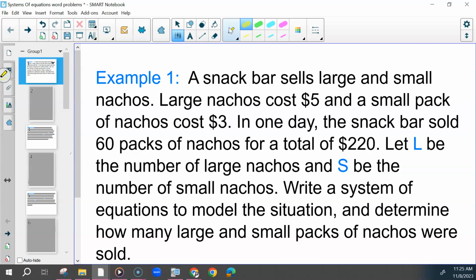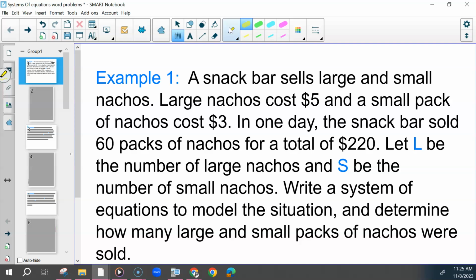Alright. A snack bar sells large and small nachos. Large nachos cost $5 and a small pack of nachos costs $3. In one day, the snack bar sold 60 packs of nachos for a total of $220. Let L be the number of large nachos and S be the number of small nachos. Write a system of equations to model the situation and determine how many large and small packs of nachos were sold. What do you think is important in this?